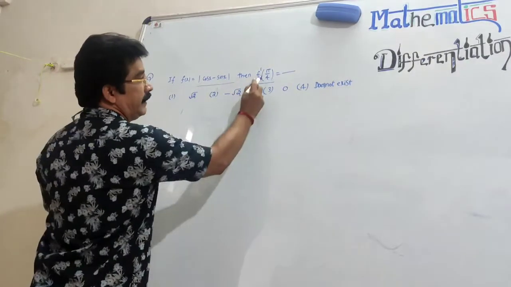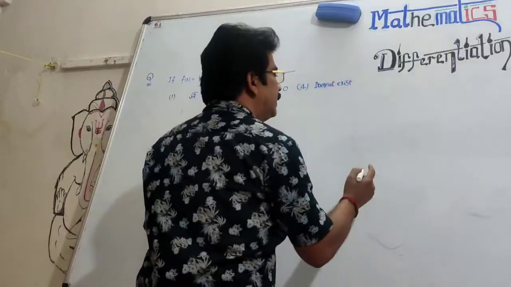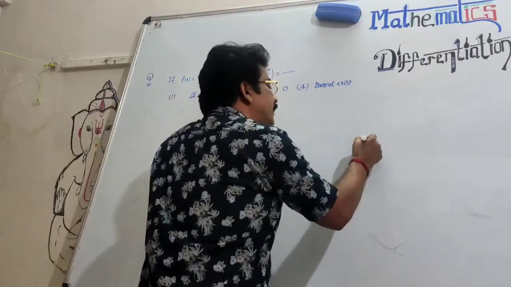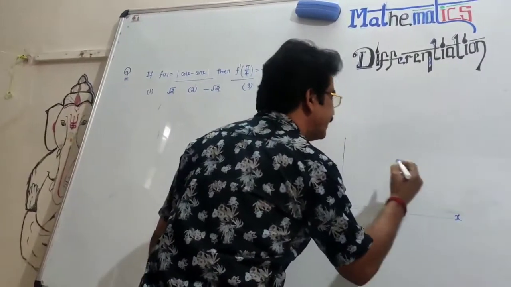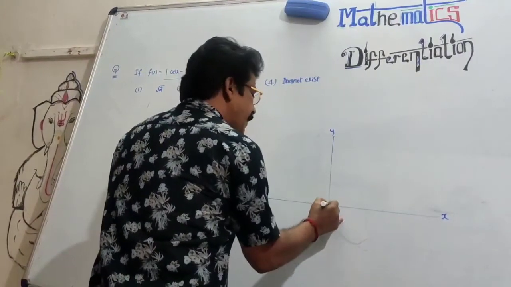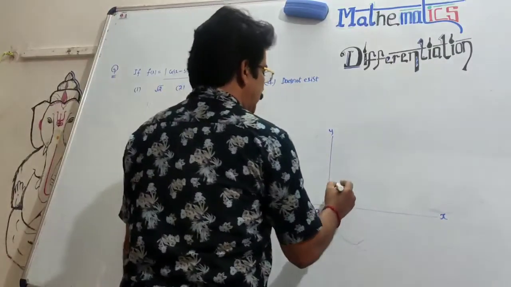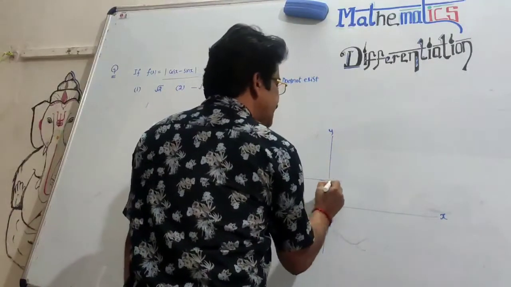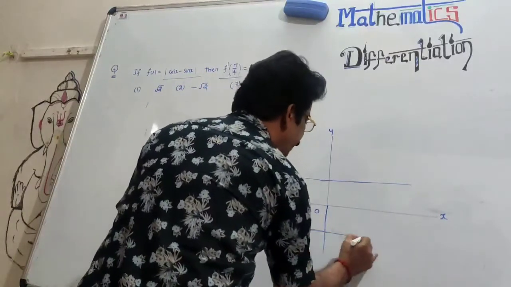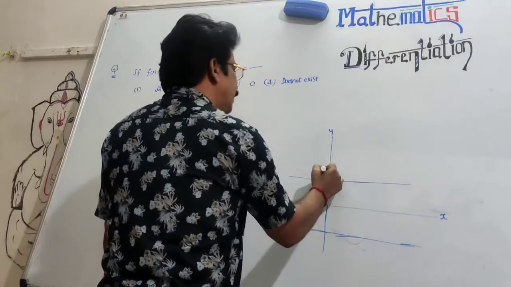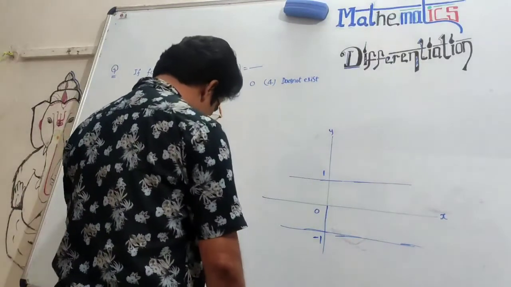F of x equal to modulus of cos x minus sin x. Then f dash of pi by 4. Observe the sin x graph and cos x graph. Actually, this is the x axis, y axis, origin. Next, this is the maximum value 1, minimum value minus 1, this is 1, this is minus 1.